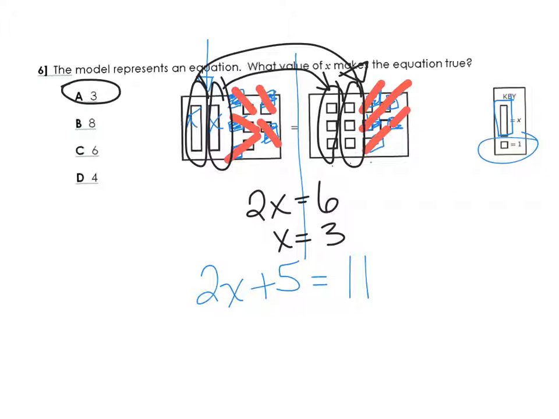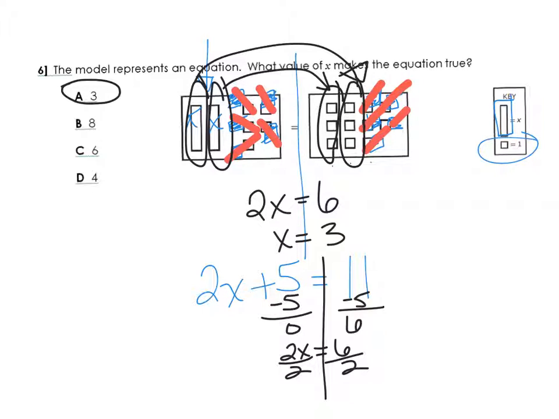If I had chosen to rewrite the equation and then use my algebra, then I would do the same thing on my equation. I would take out those 5 constants. So 5 minus 5 is 0, creating those 0 pairs. And 11 minus 5 leaves me with 6. So if 2x equals 6, then I can divide both sides by 2, making 2 equal groups, which means that each x gets 3 positives.